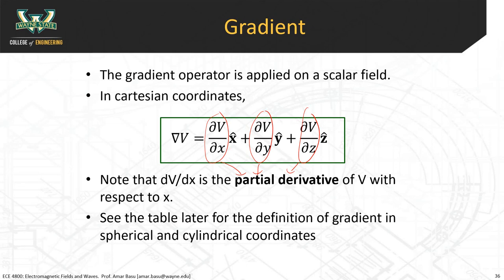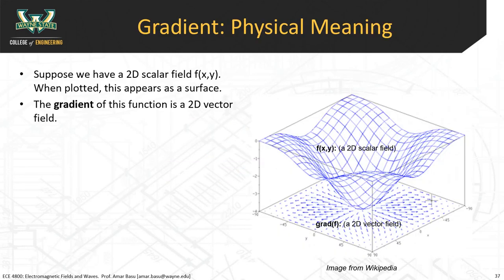All right. This is the definition in Cartesian coordinates. And you can look later. We'll have a table that has the definition of the gradient in spherical and cylindrical coordinates once we get to those coordinate systems. So here's the physical meaning of the gradient.